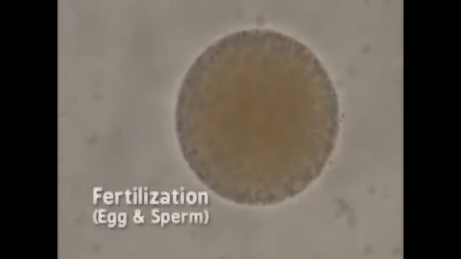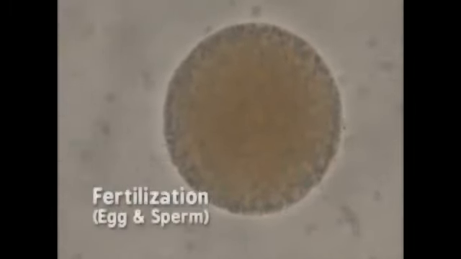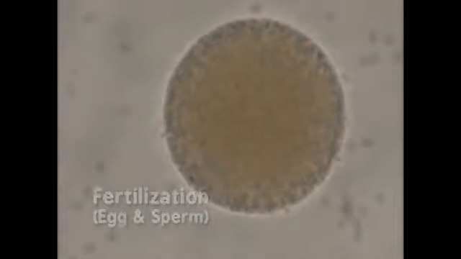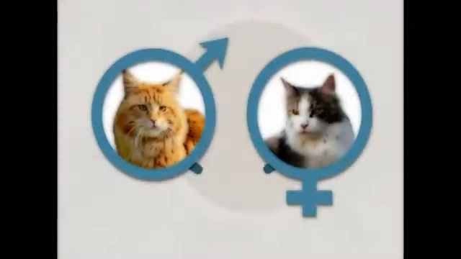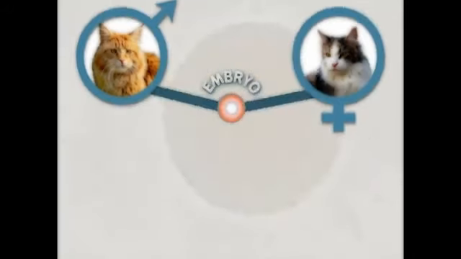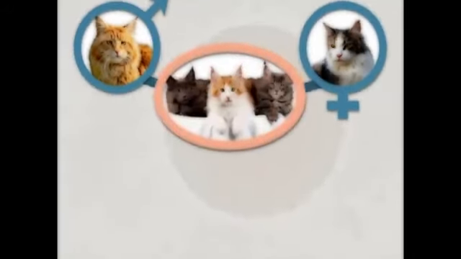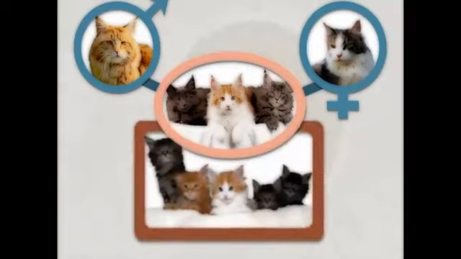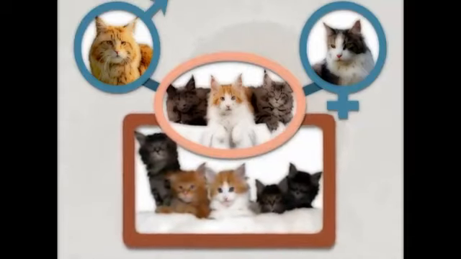Many organisms pass their genes to their offspring through sexual reproduction. This begins when two gametes unite to form an embryo that is genetically unique from the parent organisms. The embryo then grows into an adult who in turn passes their genetic information on to their own offspring.